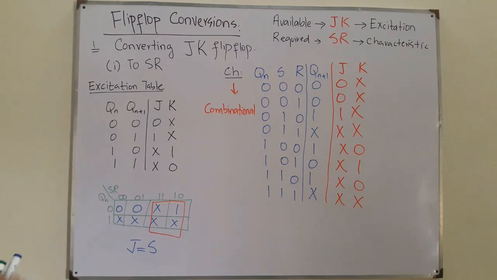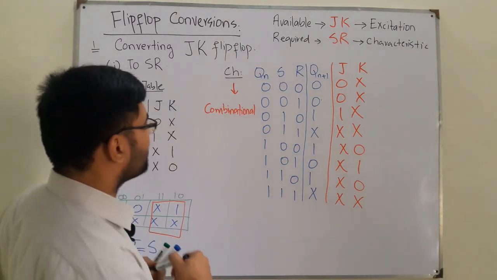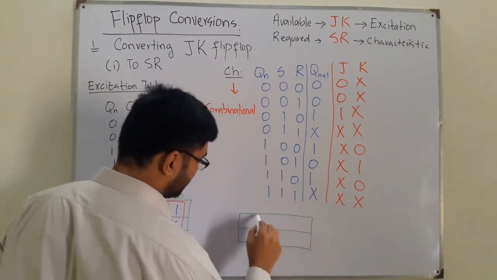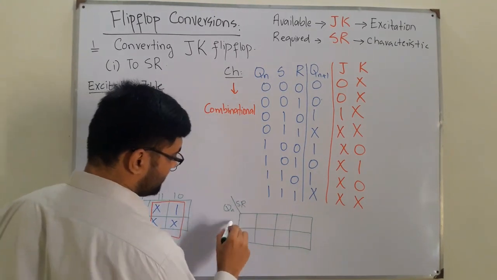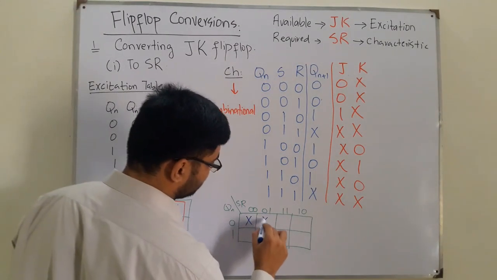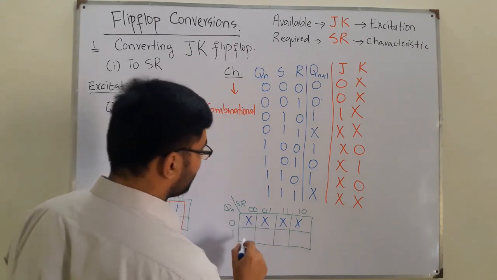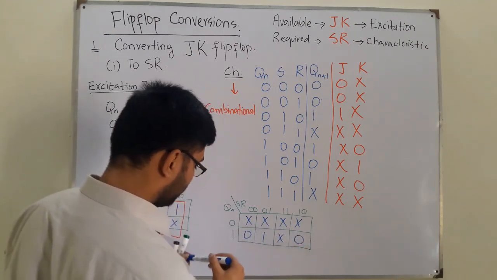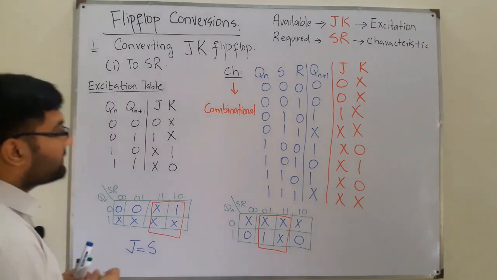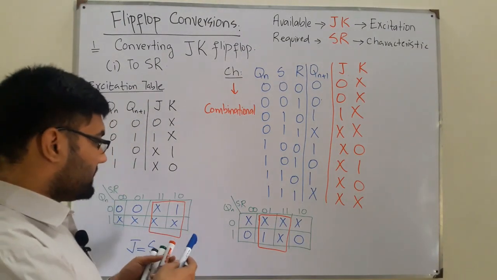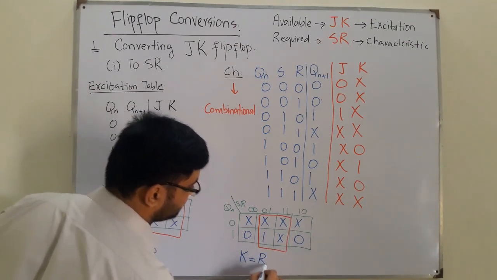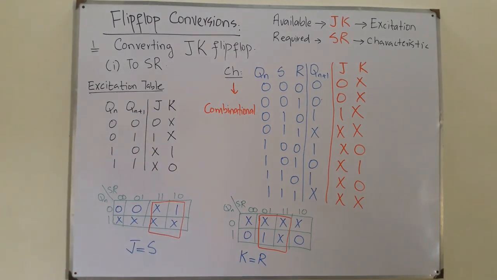And then for K, so for K, where should I? Oh, right over here, okay? With the green pen. So fill it for K now. We have four don't cares. The first four don't cares, and then we have 0, 1, 0 and a don't care. Now again, a group of four ones could be placed like this. Fine. And you have this K is equal to R. Fine. So simple it is, okay?